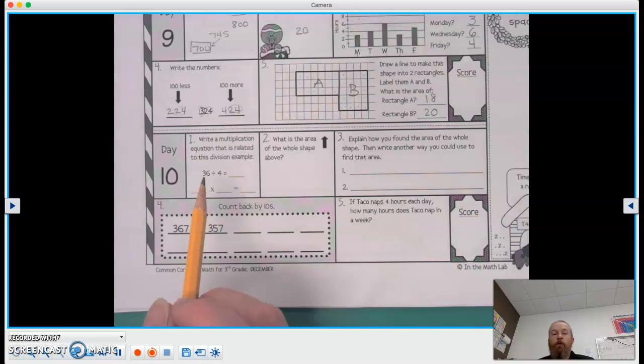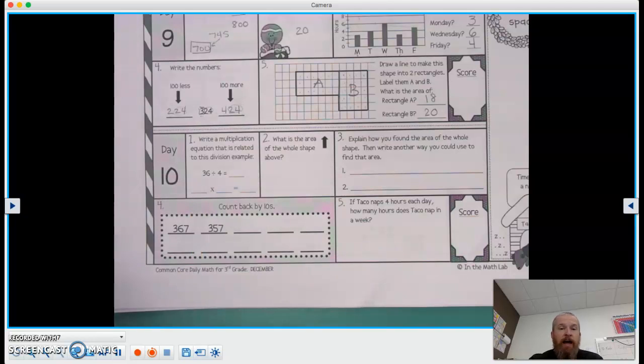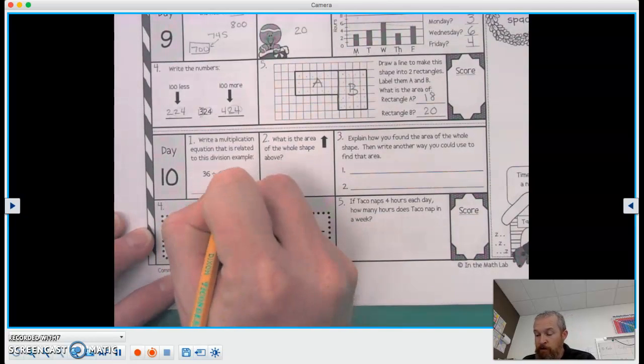We go through our times 4s. 1 is 4, 2 is 8, 3 is 12, 4 is 16. 5 times 4 is 20. 6 times 4 equals 24. 7 times 4 is 28. 8 times 4 is 32. 9 times 4 would be 36. That's our answer, 9. 9 times 4 equals 36.